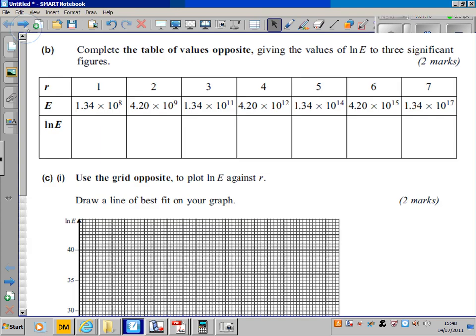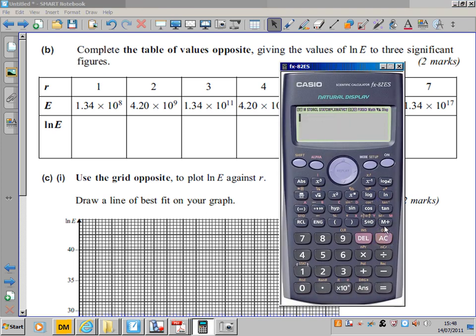Right, part B of this question. Complete the table of values, giving the values of ln E to 3 significant figures. Okay, so for this we're going to need to use the calculator. So let's bring that up. Okay, so what we want to do is basically take ln of each of the numbers here.